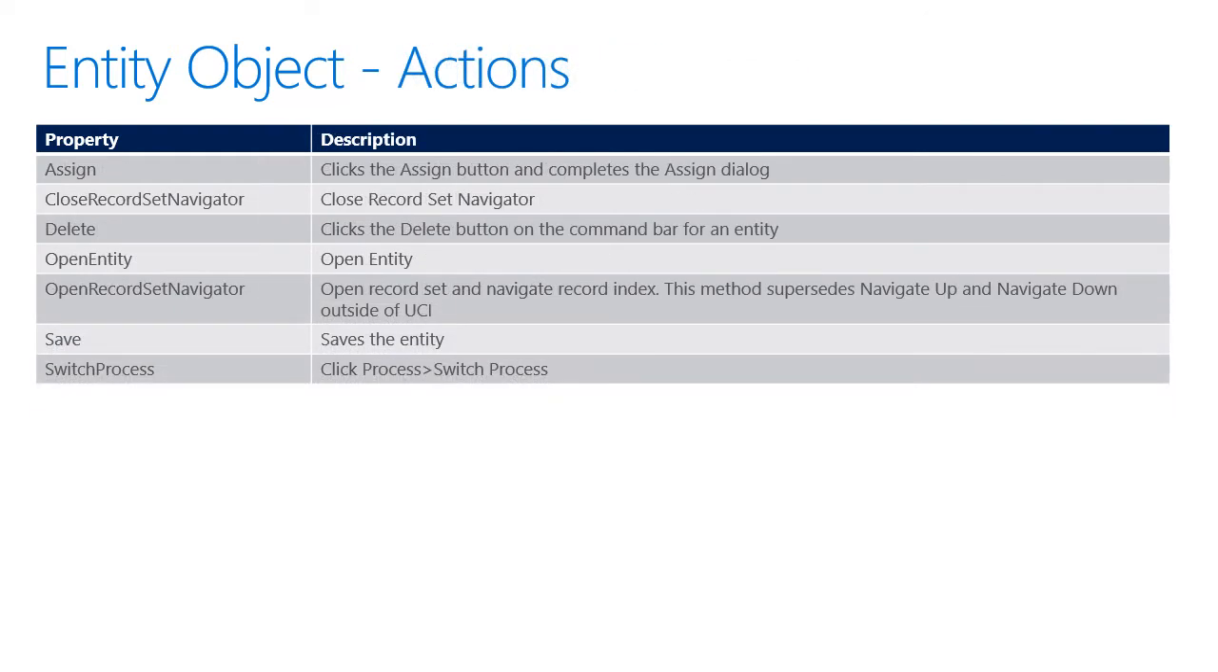The entity object includes some common actions you'd perform on an entity, including reassigning, opening and closing the record set navigator, deleting a record, opening a record, saving a record, and switching the process.